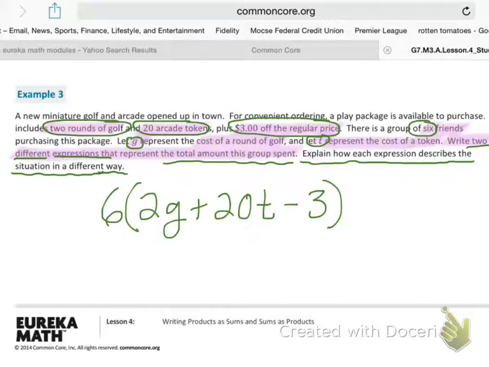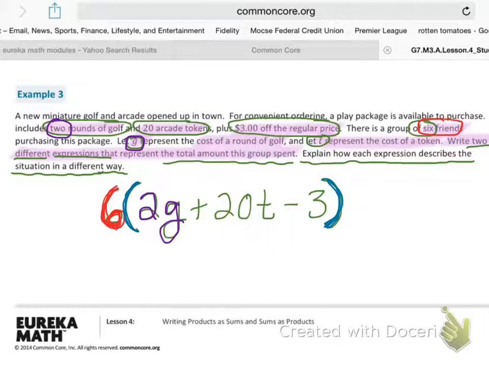Because we have 6 friends, we know 6 people are going to purchase this package. Therefore, I just put my 6 here, because that is what I'm going to multiply everything inside of this parentheses by, because everybody is buying the same thing. So what are they getting? Well, they are getting 2 rounds of golf. Therefore we have 2G. There's our G, and we have our 2 rounds of golf. There's our 2G.